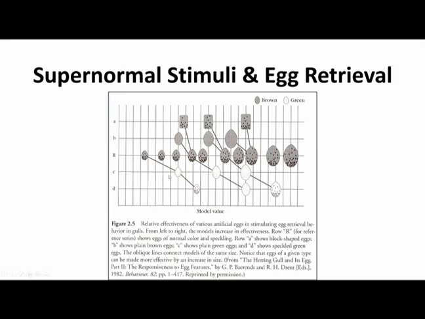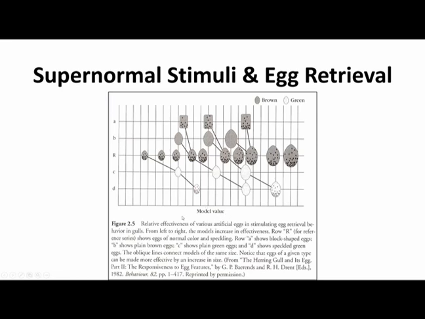So if we have eggs, so these eggs were used to test that egg retrieval behavior, this time in gulls, not in geese, but same basic idea. And the way we can read this diagram here is that A, B, and so on, these are all different types of modifications that they would have done.